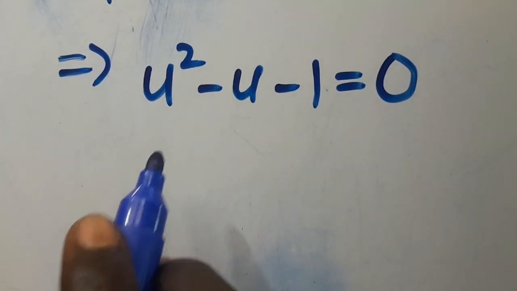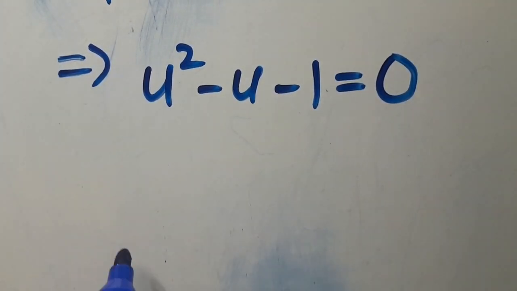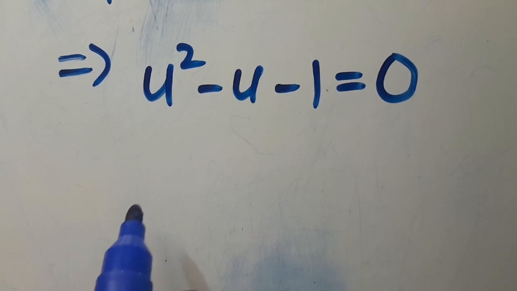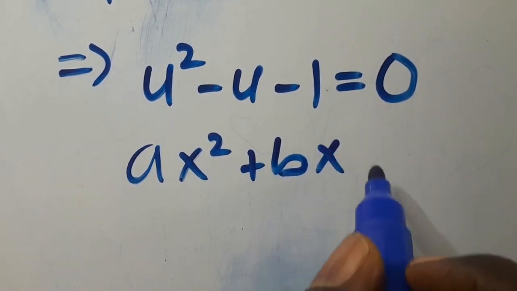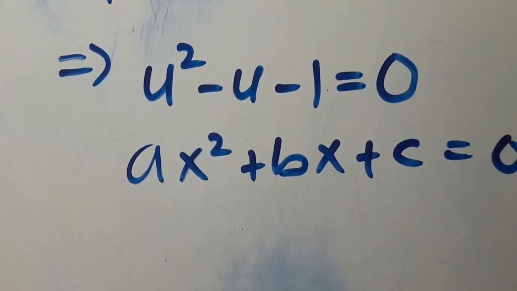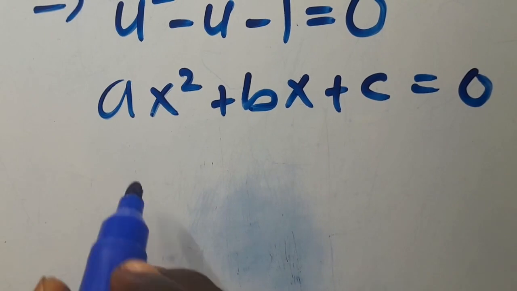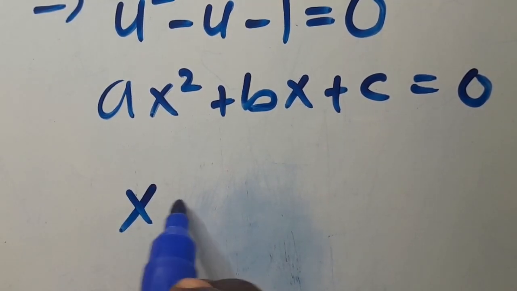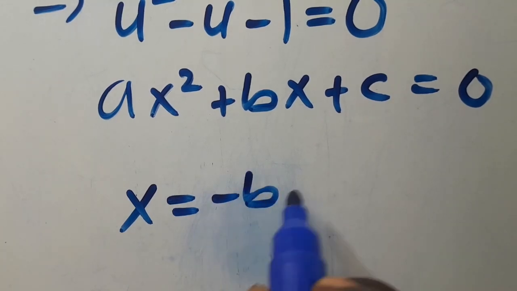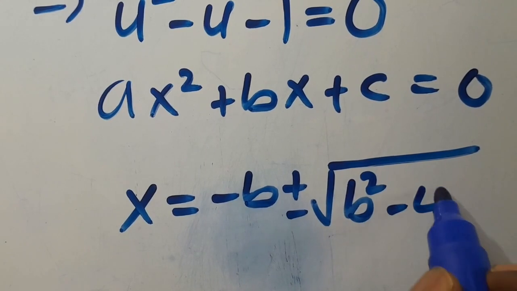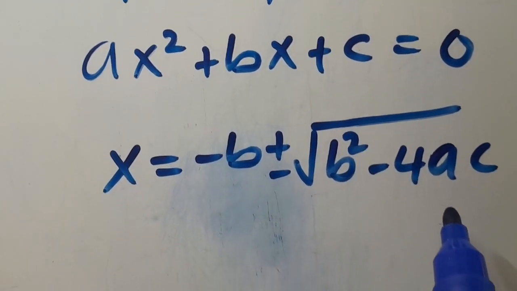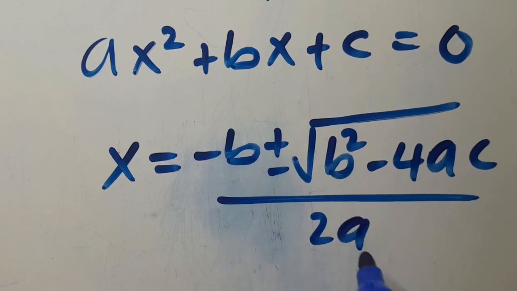Now, to get the possible value of u, let's recall from the quadratic formula that when you have ax squared plus bx plus c equals 0, then the possible value of x will be equal to minus b, positive or negative, root of b squared minus 4ac, then divided by 2a.